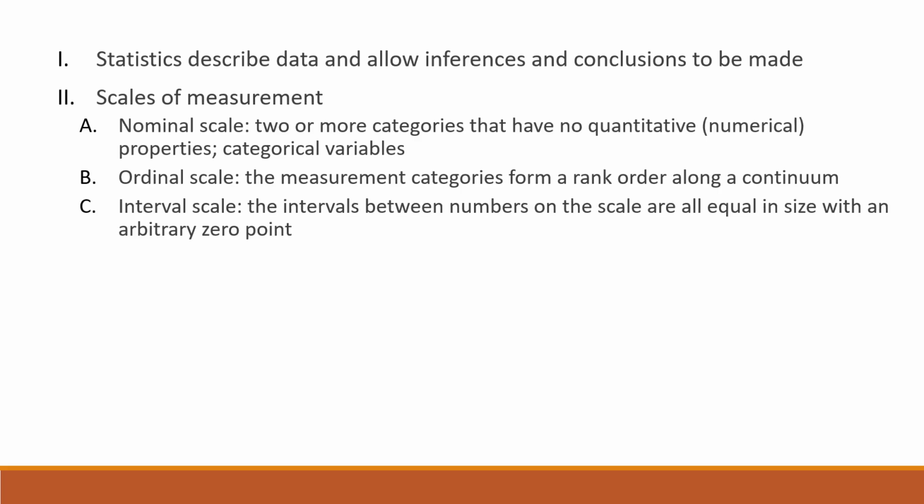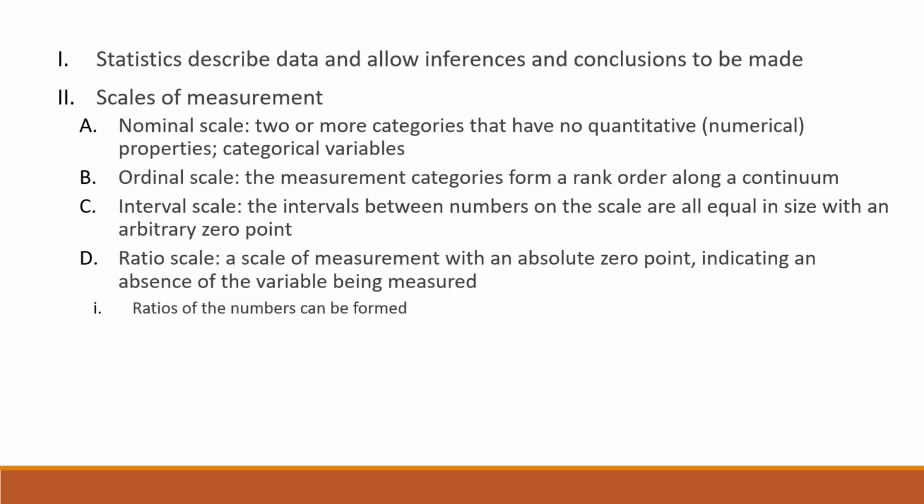Interval scales refer to a scale of measurement in which the intervals between numbers on the scale are all equal in size, but there's an arbitrary 0 point, and that last piece is important. Temperature is a great example of this. Regardless of if you're using Fahrenheit or Celsius, you have a scale which tells you exactly how hot or cold something is. But 0 doesn't mean 0 temperature. IQ is another example of this. It's just a point on the scale, but 0 doesn't mean that nothing exists in an individual's mind.